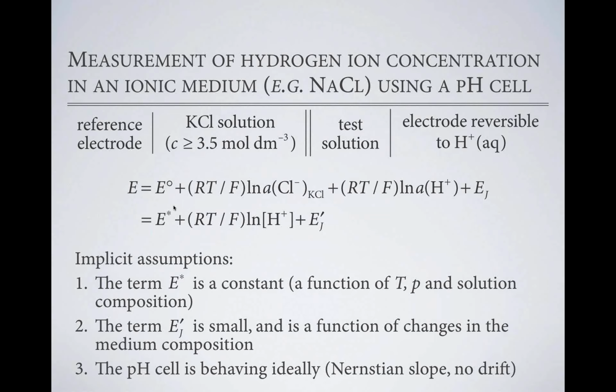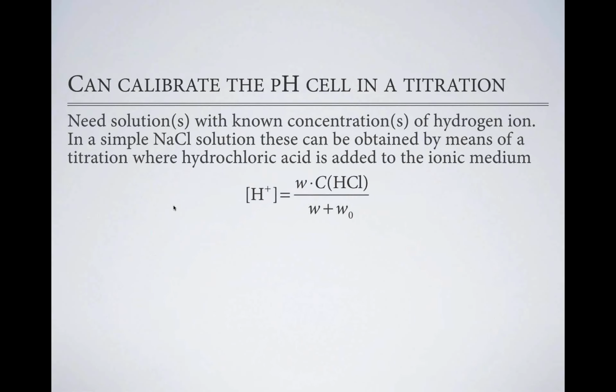And so the approach taken in solution chemistry would say, okay, if we actually can do this in the middle of a titration, we can measure the E star as close as possible to when we need to use it. And the approach taken is to make solutions of known hydrogen ion concentration, which in a simple sodium chloride solution, you could imagine if you just added HCl to the sodium chloride. And you can calculate then immediately what the hydrogen ion concentration is, because it's the weight of HCl and its concentration over the weight of HCl plus the original weight of the solution. Very simple dilution.